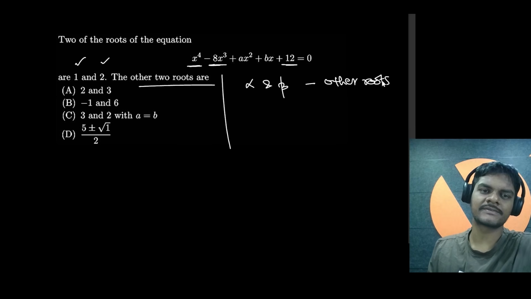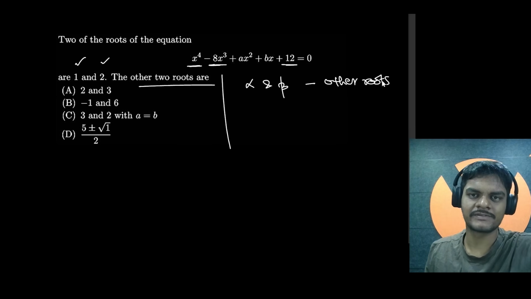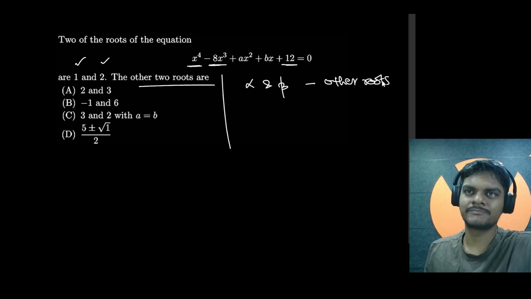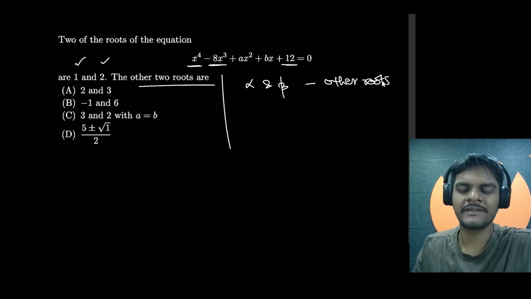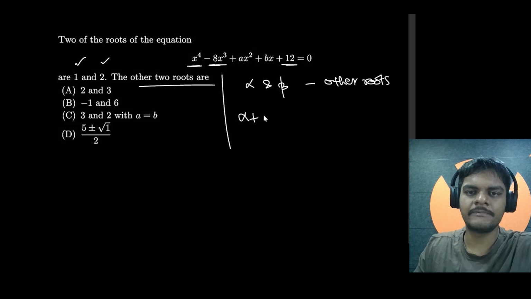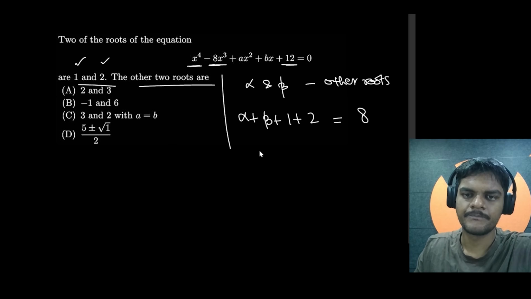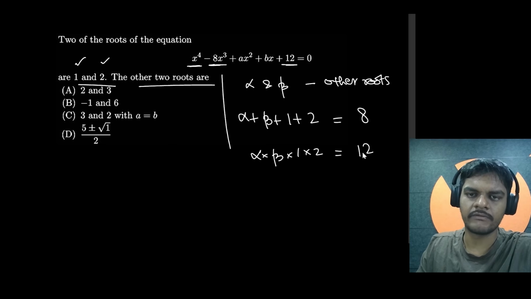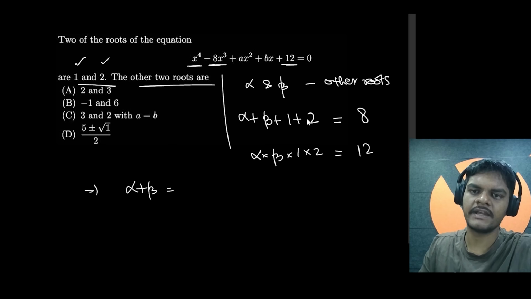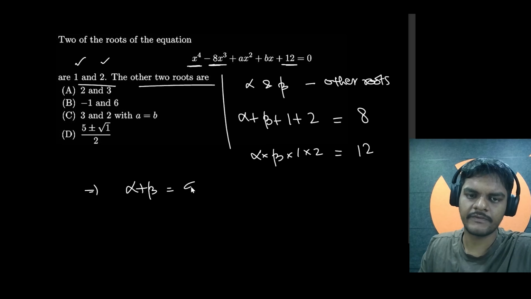This is a single correct, so it is obvious. So pause the video, try it. I hope you have done that. So alpha plus beta plus 1 plus 2, the sum of all the roots is equal to 8. Alpha into beta into 1 into 2 is equal to 12. So what do we have? Alpha plus beta is equal to 8 minus 3, 5. And alpha beta is equal to 6.